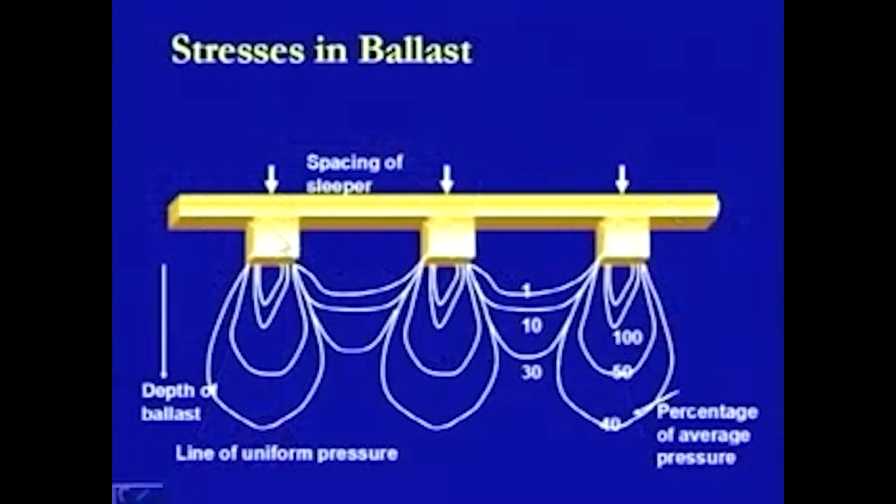Now, here we can see how the stresses in the ballast are getting activated. This is the rail section, these are the sleepers, and this is the distance between the sleepers, so the spacing of the sleepers from center to center is shown here. This is the depth of the ballast cushion going downwards, and at this level there is a line of uniform pressure somewhere here, and these are termed pressure bulbs, which pertain to the percentage of average pressure which varies from 1 to 100.